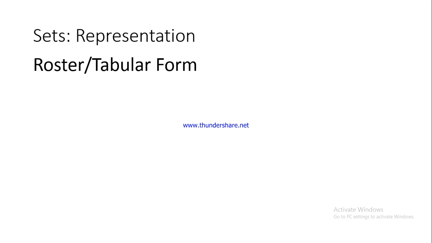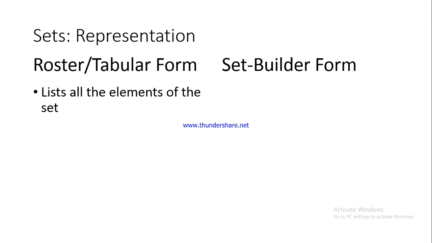Now how do we represent sets? There are two ways of representing a set. The first one is called the roster or tabular form and the other one is called the set builder form. Now what are the differences between the two? Let's talk about the roster or the tabular form first. You know what a roster is? It's a list of all the elements basically, and that is why we call this form the roster or the tabular form. Here all the elements of the set would be listed.